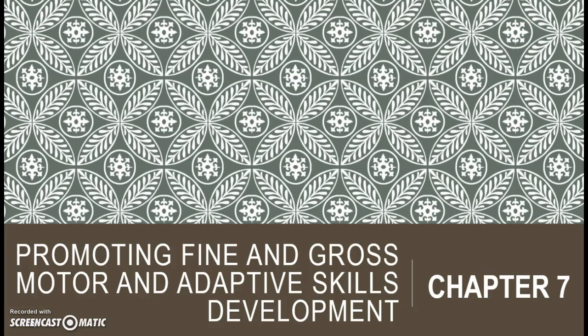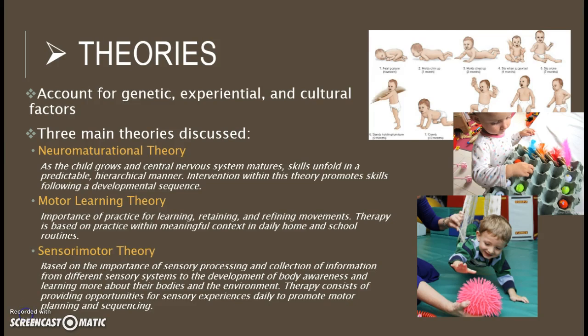This week's presentation is on Chapter 7, Promoting Fine and Gross Motor and Adaptive Skills Development. The theories in our chapter account for genetic, experiential, and cultural factors. There are three main theories discussed. The neuromaturational theory is that as the child grows and the central nervous system matures, skills unfold in a predictable hierarchical manner. Intervention within this theory promotes skills following a developmental sequence.